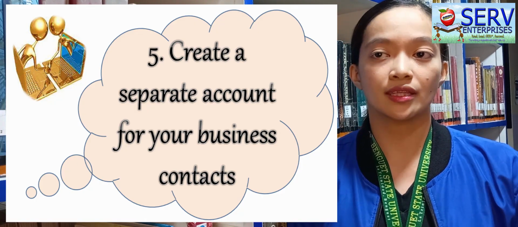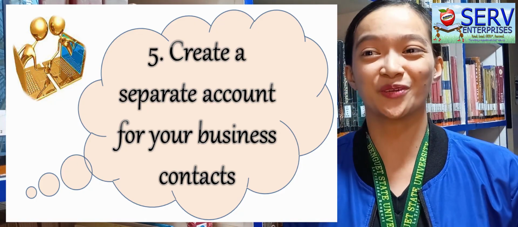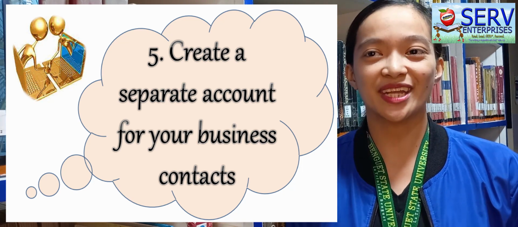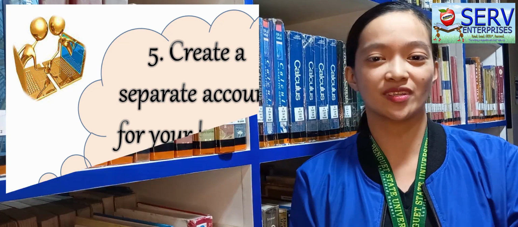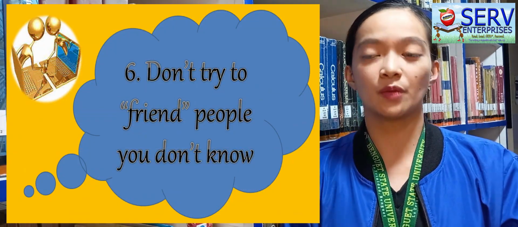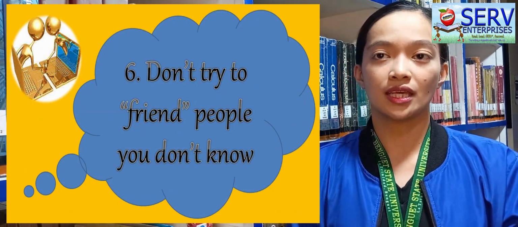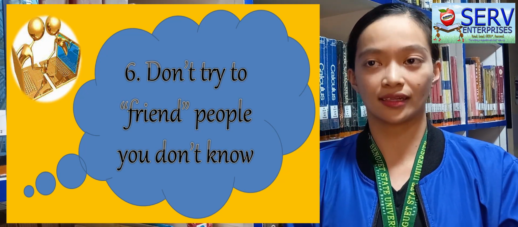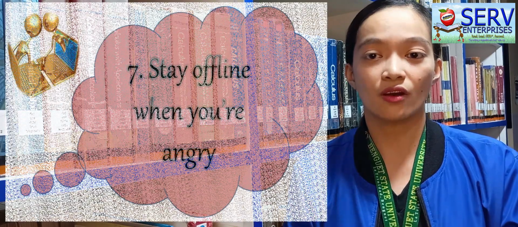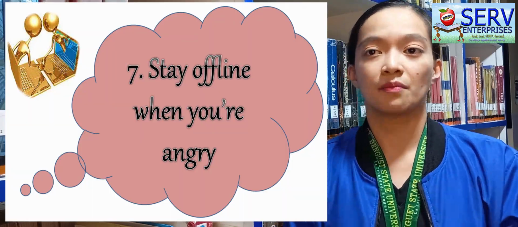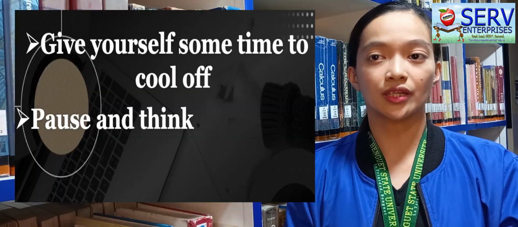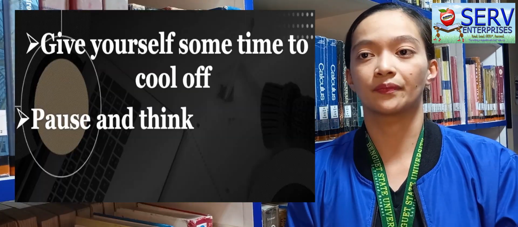Fifth is to create a separate account for your business contacts. Your employer would rather not have your friends linking to bizarre memes. Sixth is, don't try to friend people you don't know. It is for privacy and to avoid being hacked. Seventh, stay offline when you're angry. Give yourself some time to cool off, or much better, pause and think.